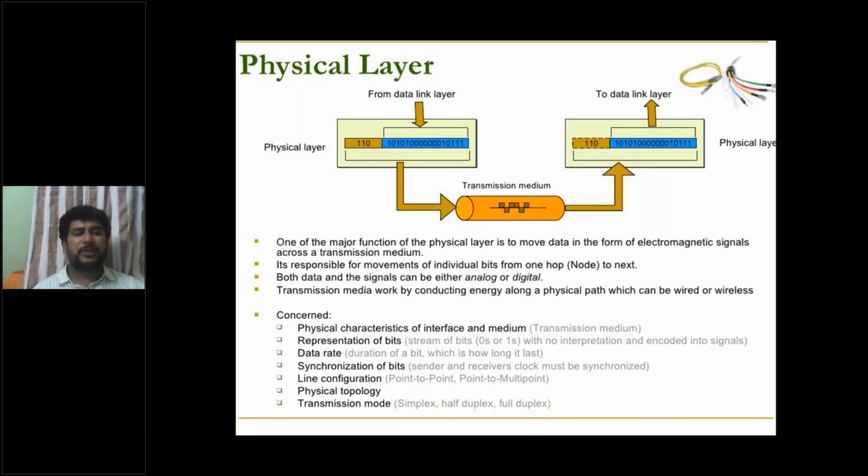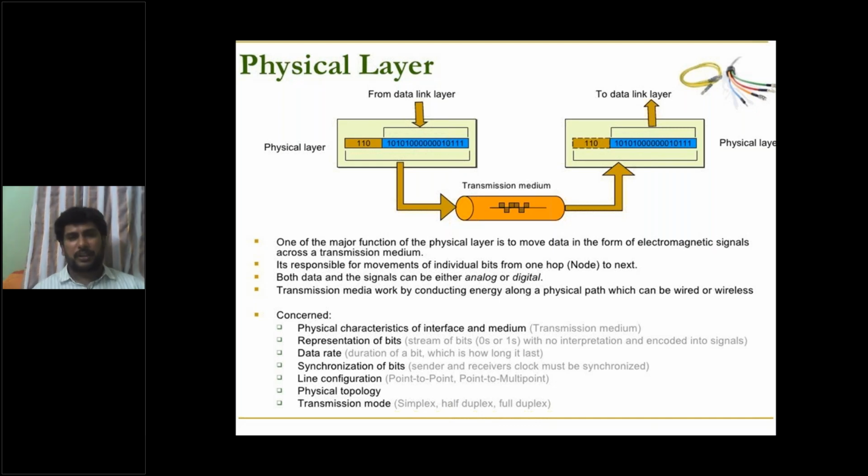The next important function performed by the physical layer is that the type of topology to be used in the network will be decided by the physical layer. It also determines whether the transmission mode to be opted is simplex, half duplex, or full duplex. And the type of connection we use to connect to other devices, whether point to point or multi-point, will be decided by the physical layer. At the same time, the data rate will also be identified by the physical layer.